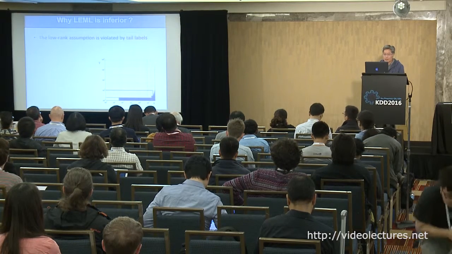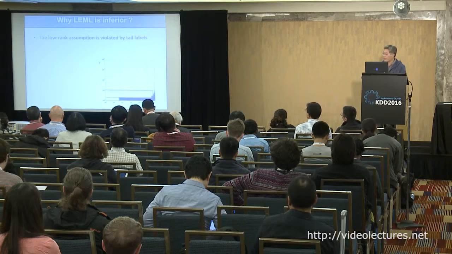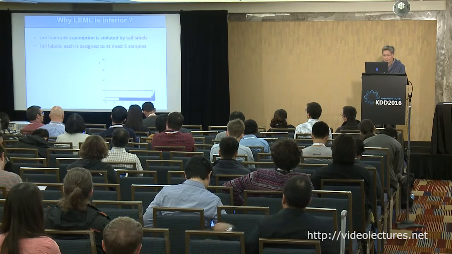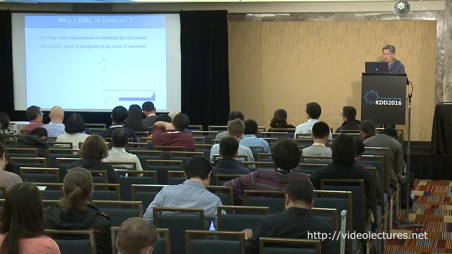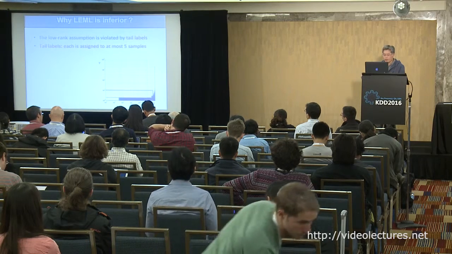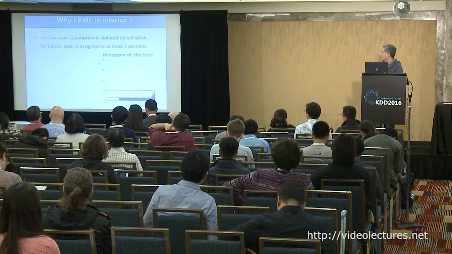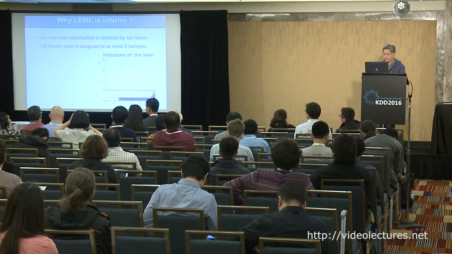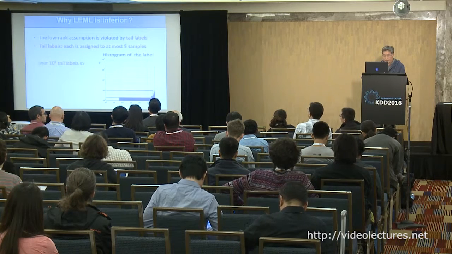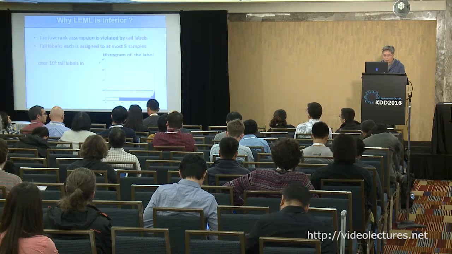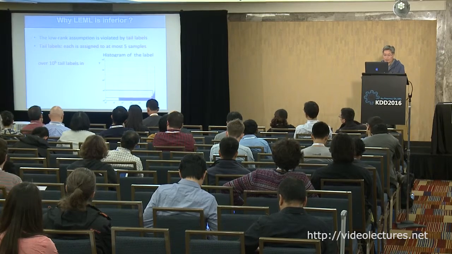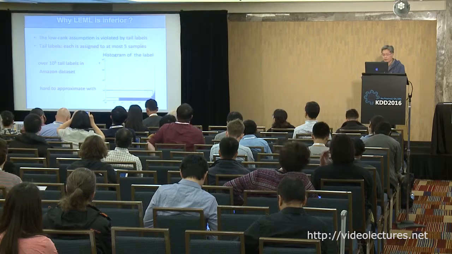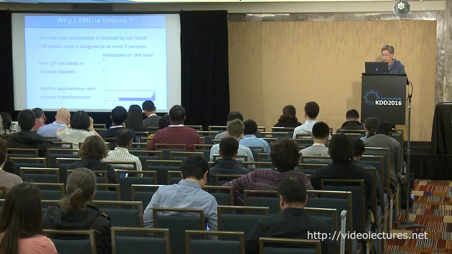The low rank assumption is violated by tail labels. A tail label means that each label is assigned to at most 5 samples. This is the histogram of the labels, and we can see a long tail. There are over 100,000 tail labels in the Amazon dataset, so it's hard to approximate with a linear transformation.